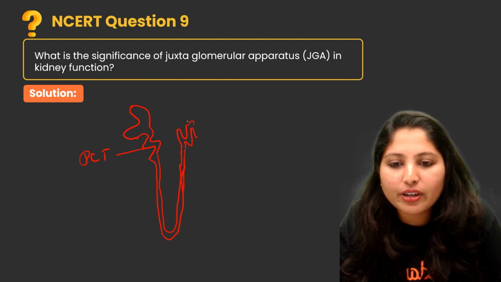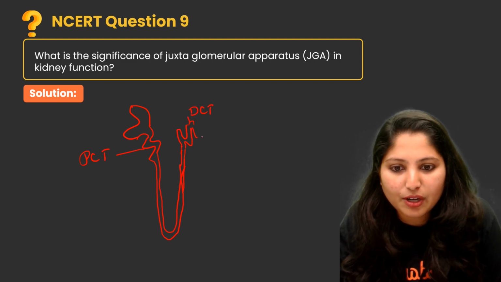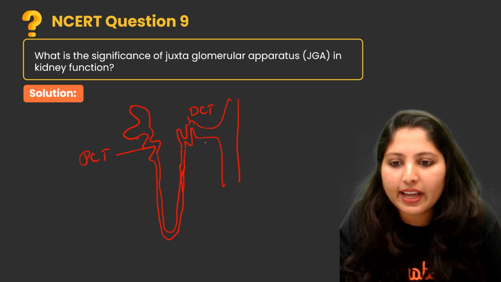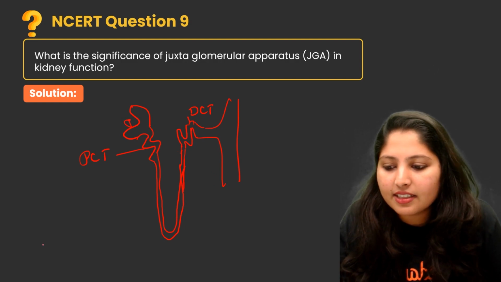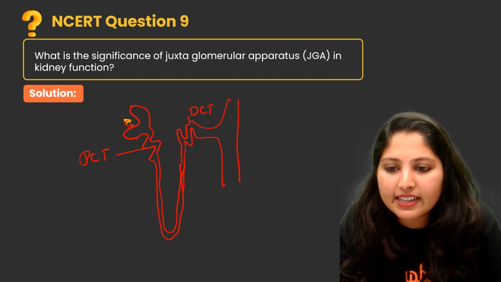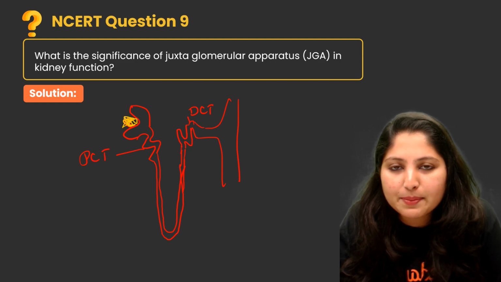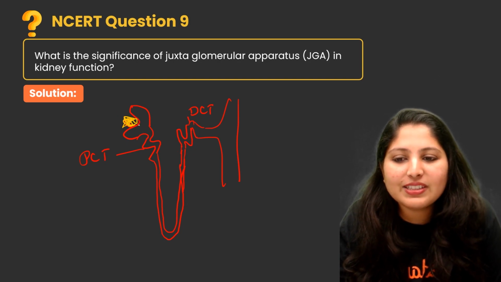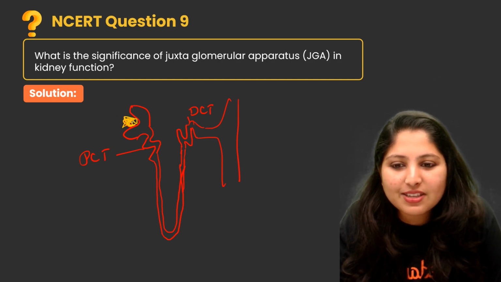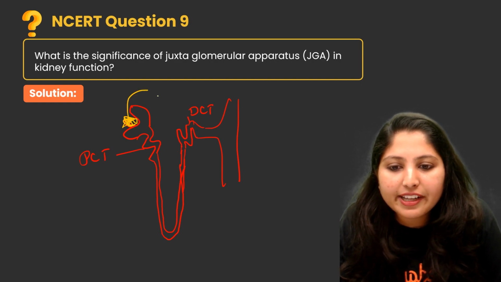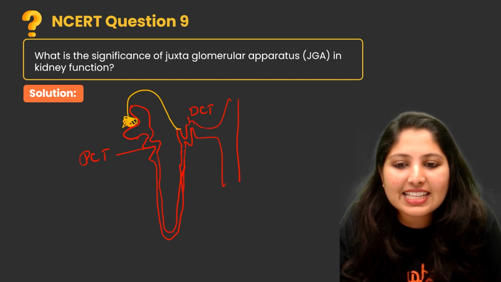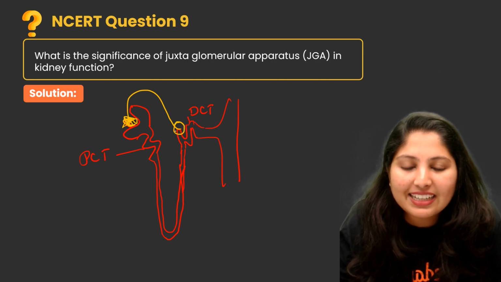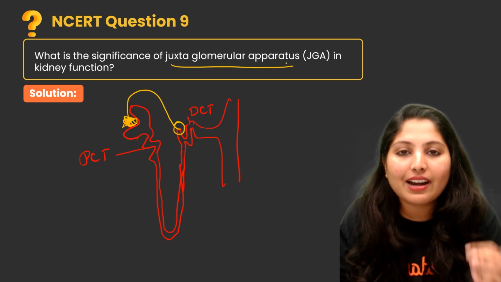This structure is known as the DCT, and it enters into the collecting duct. Here, what is present in this area, in the Malpighian tubule? This is the corpuscle, right? So this area contains arterioles. The afferent arteriole and the DCT are connected to each other at a particular region, and this region is known as the juxtaglomerular apparatus.